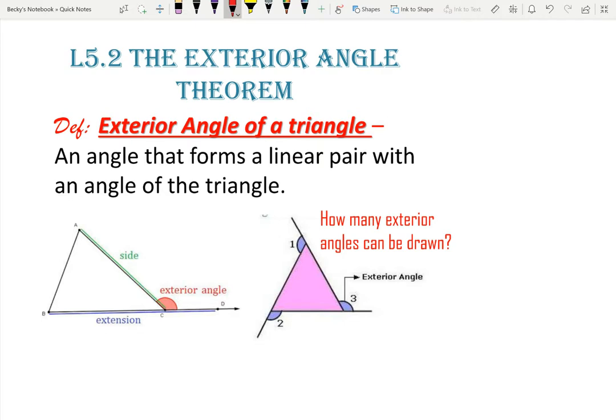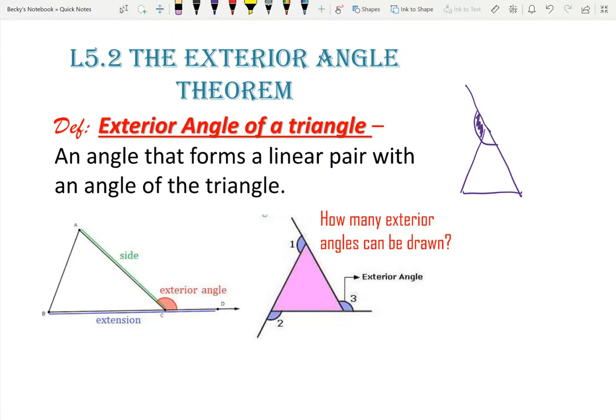So whenever you have a triangle, we're just going to extend one of the side lengths out. And so technically it makes a linear pair with the angle that's inside of the triangle. So as you can see here, I can just redraw. You have a triangle, and it could be any side. You just extend the side length out, and then these two angles together make a linear pair. And so this one out here would be your exterior angle.